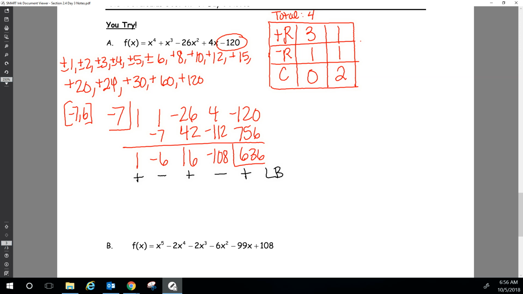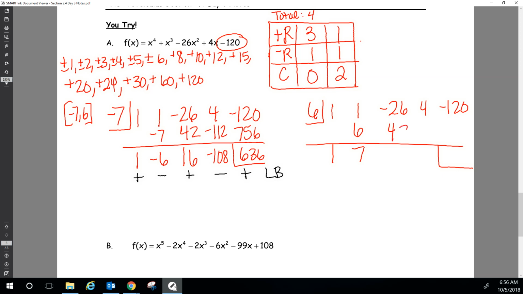All right, let's see if 6 is our upper bound. If it's our upper bound, what should we see on the bottom? Hopefully you said all positives, Ms. Harris. That would be the upper bound test. So 1 times 6 is 6. 6 plus 1 is 7. Times 6 is 42. Minus 26 is 16. 16 times 6 is 96, plus 4 is 100, times 6 is 600, minus 120 would be 480.